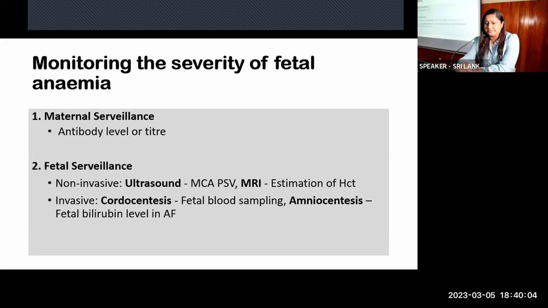Then we have the invasive procedures such as cordocentesis, where we can do fetal blood sampling, and amniocentesis, where we can measure fetal bilirubin levels in the amniotic fluid using amniotic fluid spectrophotometry.